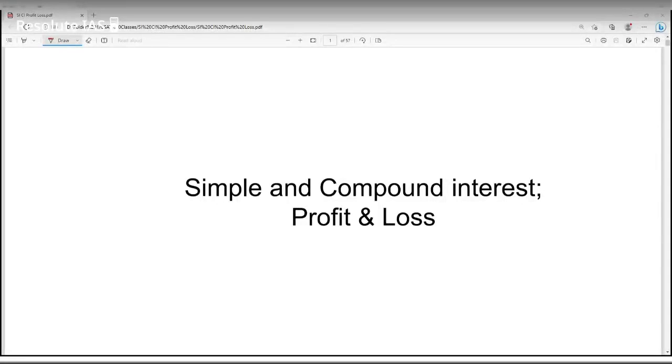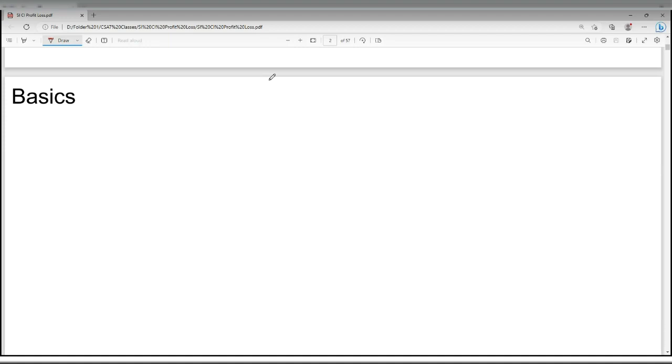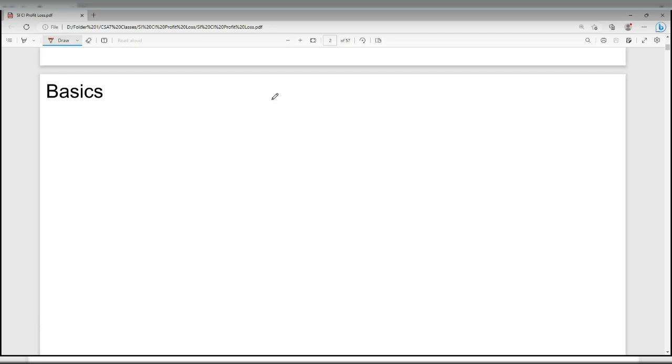Today we'll be starting a new topic. This is a new topic that we'll be starting, that is simple and compound interest and profit and loss. So before going ahead with this session, before solving the simple interest and compound interest questions, we'll first look at what is simple interest and what's the formula.